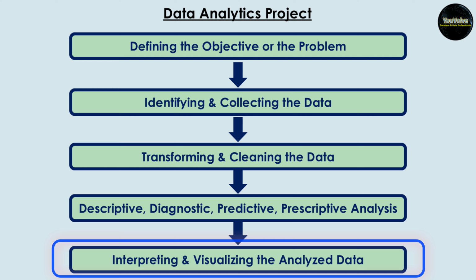A data analytics project goes through a series of stages, and they are: first, defining the objective or the problem. Second, identifying and collecting the data. Third, transforming and cleaning the data. Fourth, performing descriptive, diagnostic, predictive, and prescriptive data analysis. Fifth, interpreting and visualizing the analyzed data.